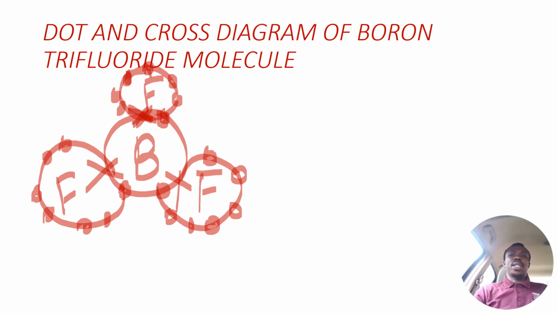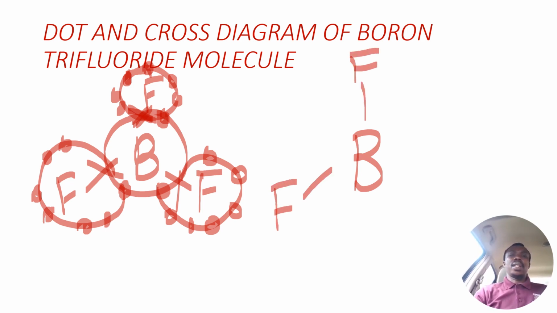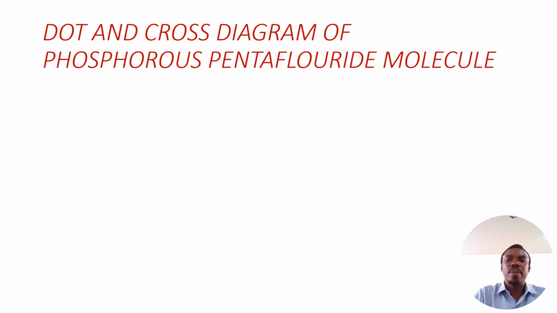So if I had to draw the displayed formula, it would be boron, this is fluorine, and this is fluorine. So it's as simple as ABC. You can use this method or the other method, whichever method is okay. So that is it. It's as simple as ABC. So we are still on molecules that deviate from the octet rule.